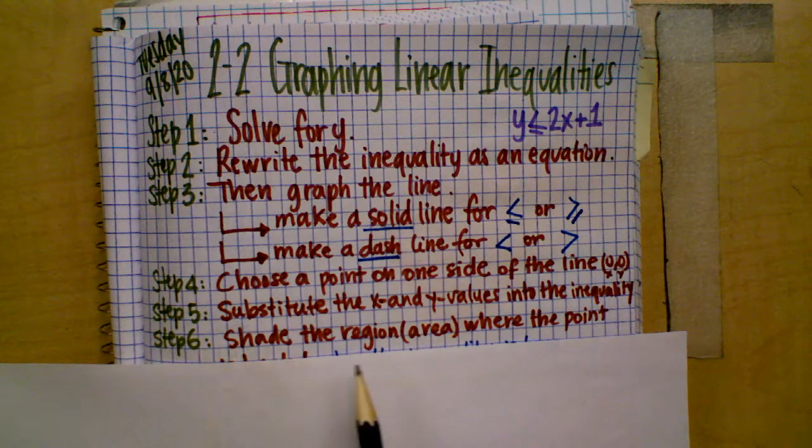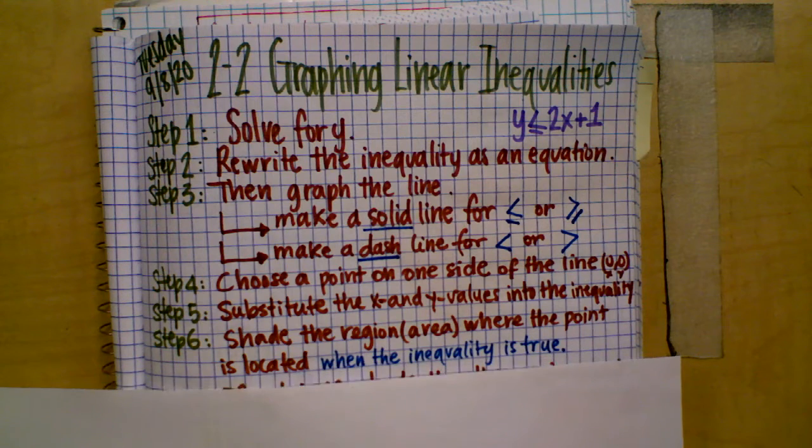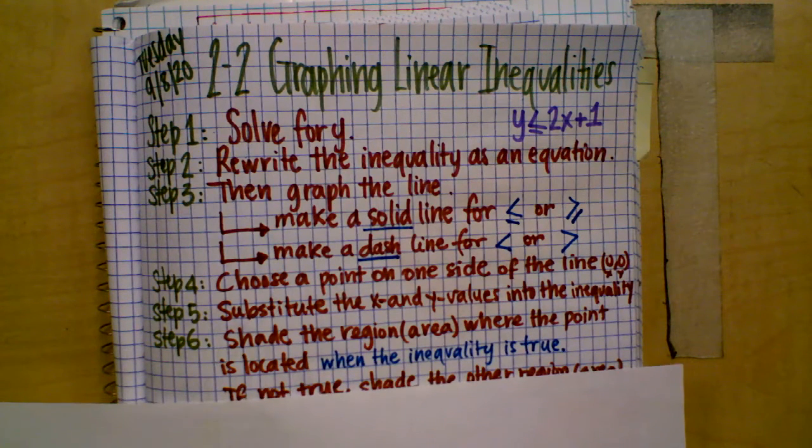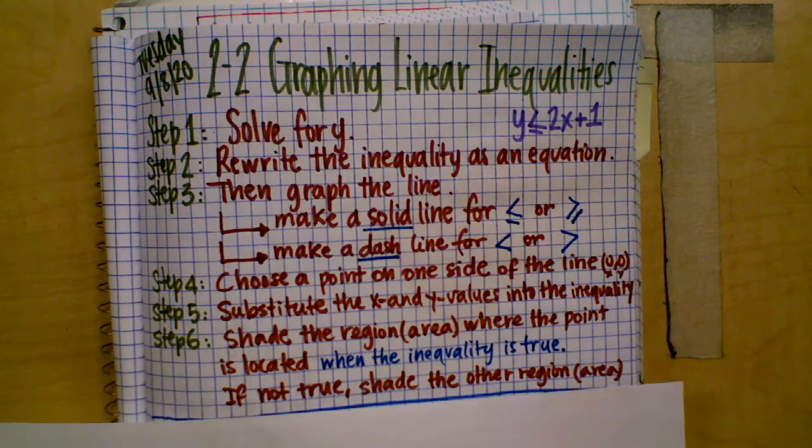Then you want to shade the region where the point is located when the inequality is true. If not true, shade the other region. And I'm going to show you what I mean by step 6.